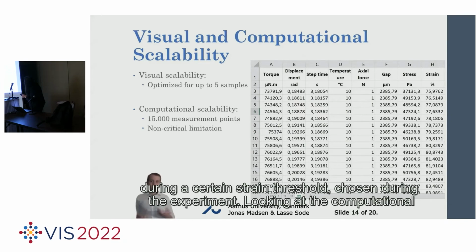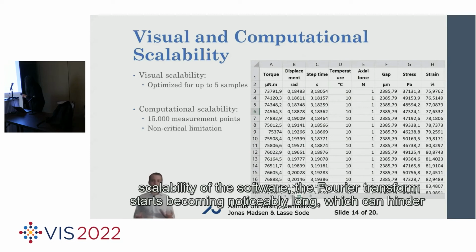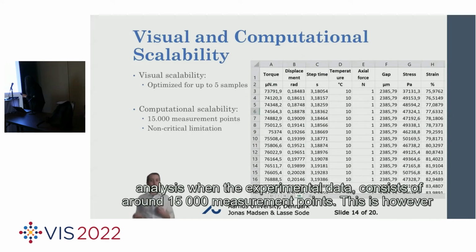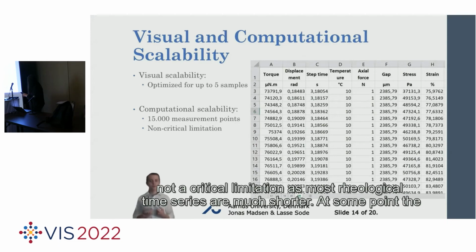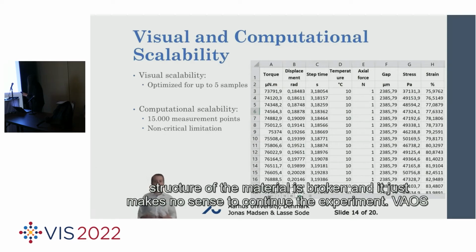Looking at the computational scalability of the software, the Fourier transform starts becoming noticeably long, which can hinder analysis when the experimental data consists of around 15,000 measurement points. This is, however, not a critical limitation, as most rheological time series are much shorter. At some point, the structure of the material is broken, and it just makes no sense to continue the experiment.